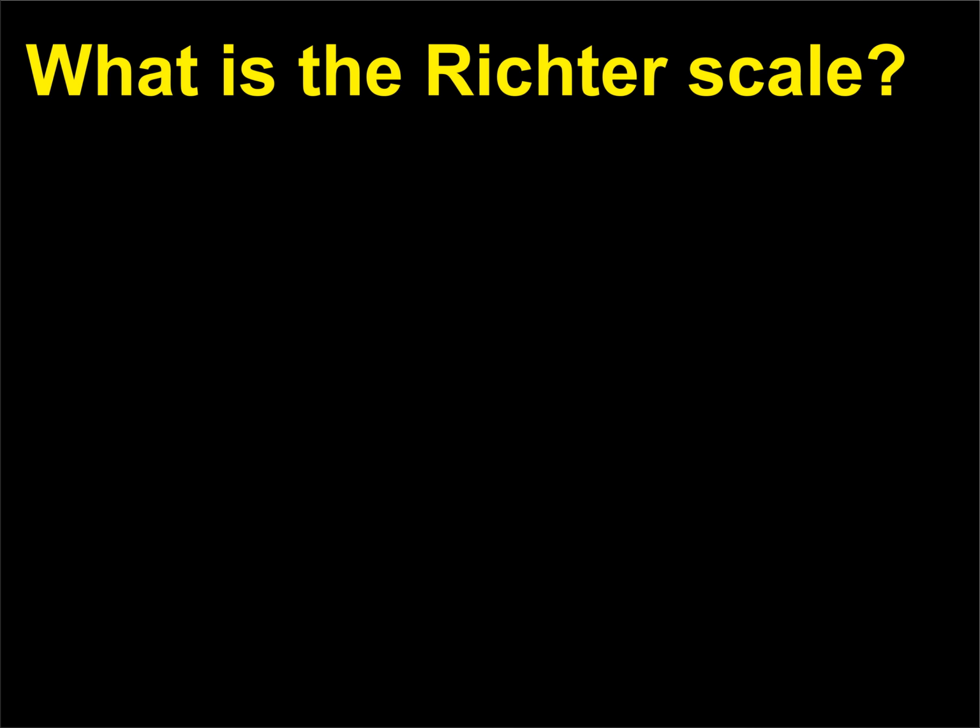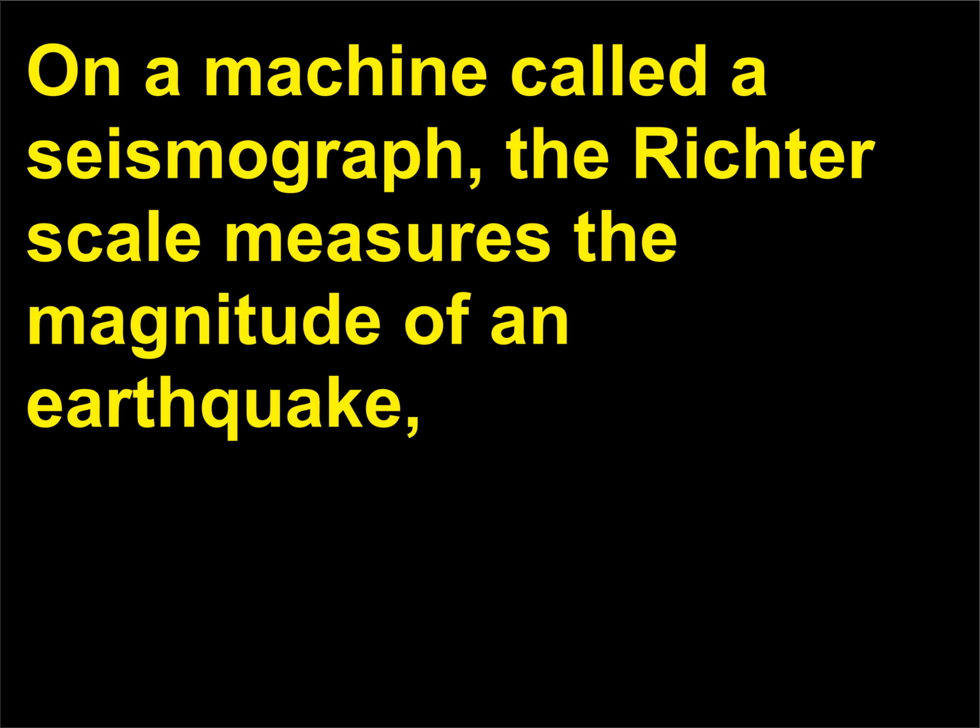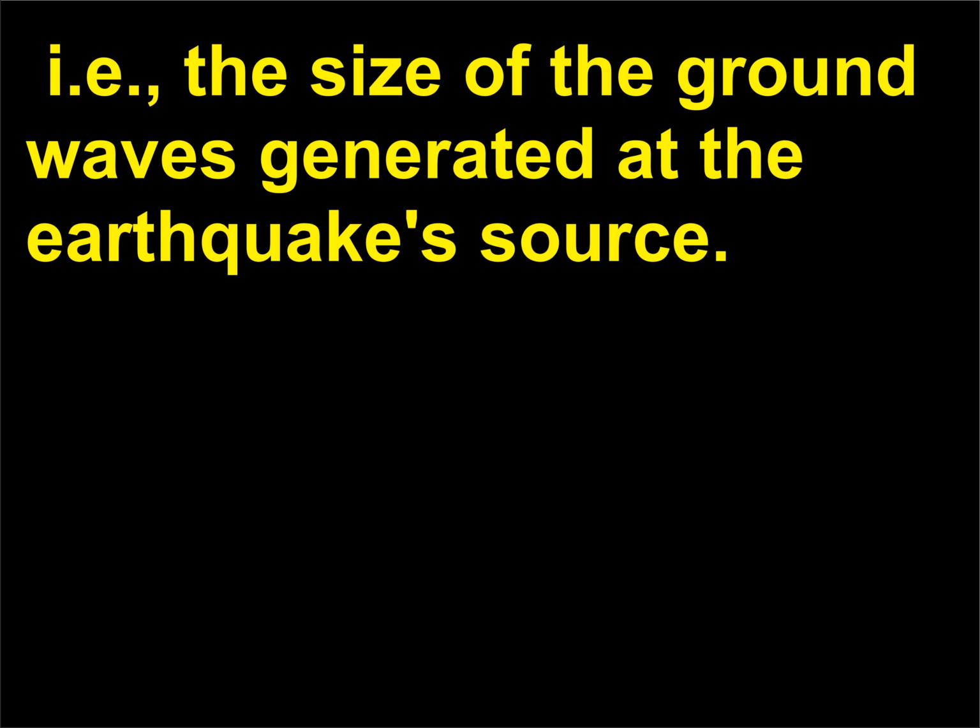What is the Richter scale? On a machine called a seismograph, the Richter scale measures the magnitude of an earthquake, i.e., the size of the ground waves generated at the earthquake's source.